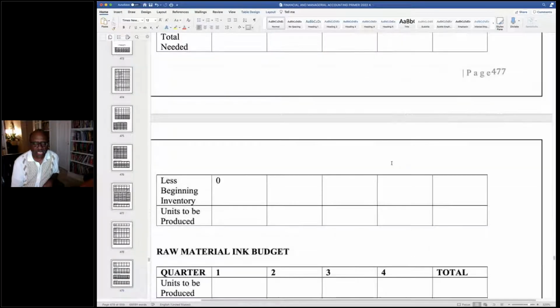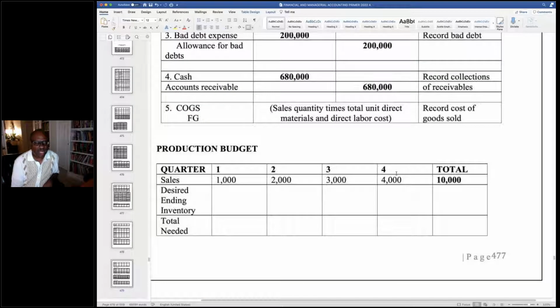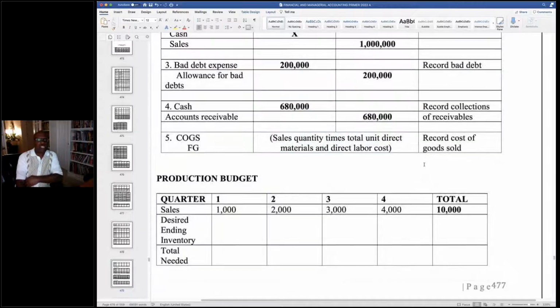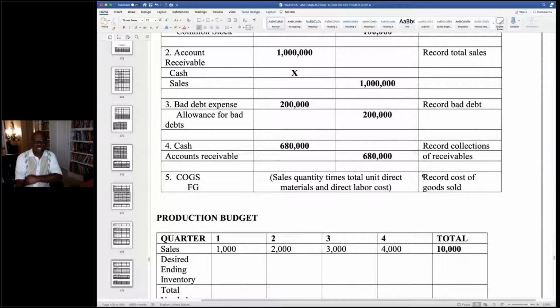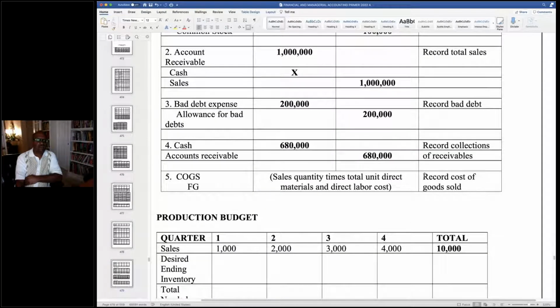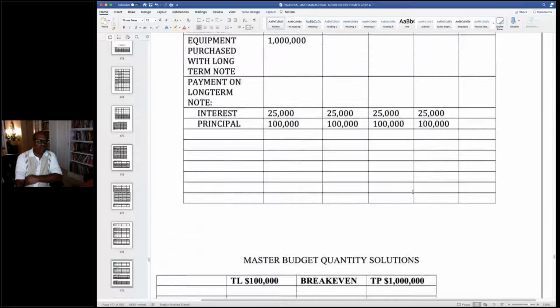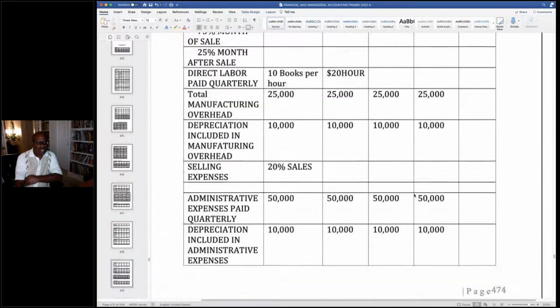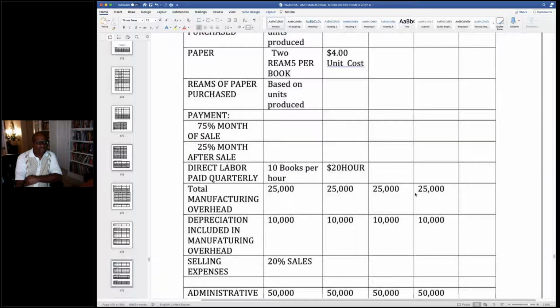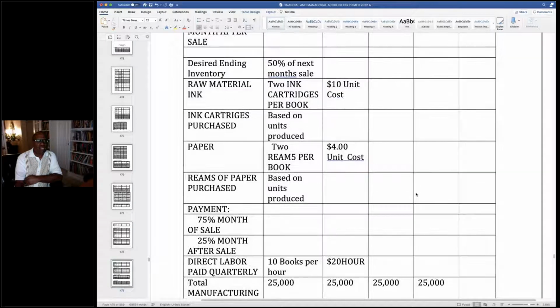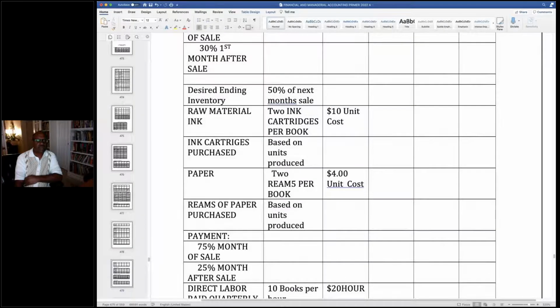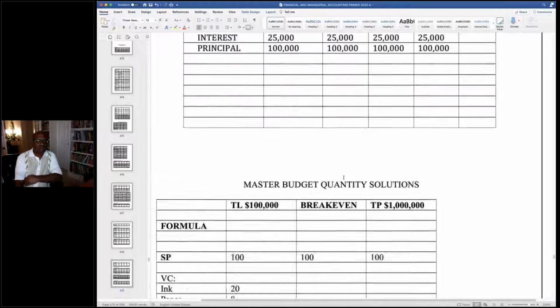Can you explain the desired ending inventory part? Okay. In the assumptions, there's a desired ending inventory. You know what that is? What you want for the next quarter? Yeah, what you want produced. I had an assumption in here: desired 50% of next month's sales. So we need to go and put that.